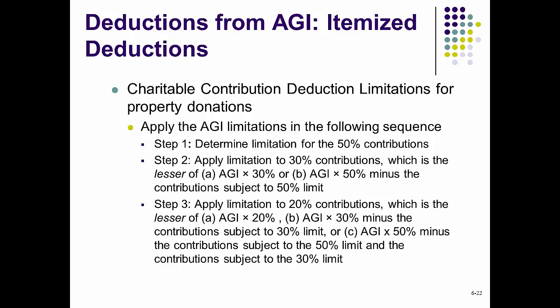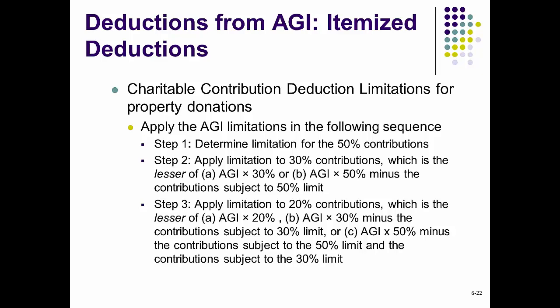Capital gain property that is tangible personal property and property unrelated to the charity's operations. These capital gain donations are not deductible at fair market value if the charity uses the property for a purpose unrelated to its charitable purpose. For this one, see example 6-20 on page 6-21.